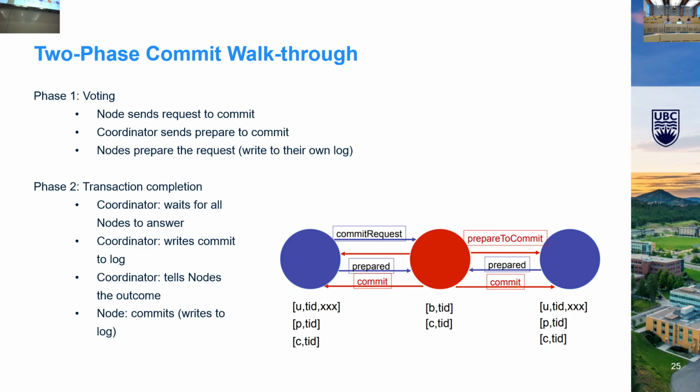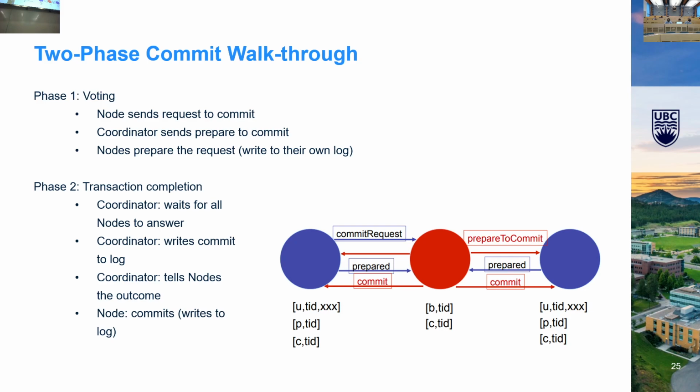So, in the voting phase, we start because the node sends a request to commit. The coordinator then sends the prepare out to everybody. And then all of the nodes do whatever they need to do to be ready to commit the transaction. Here I have the coordinator in the middle, the orange circle, and then I have the nodes. The node on the left said, okay, I want to commit this transaction. And then he sends to all of the nodes.